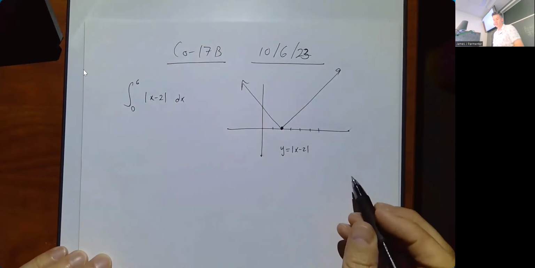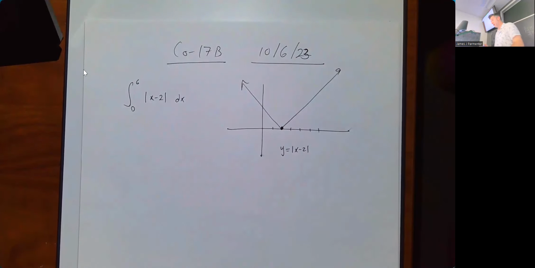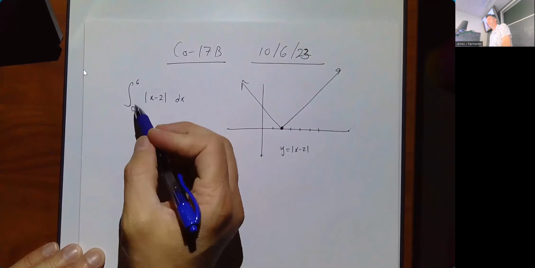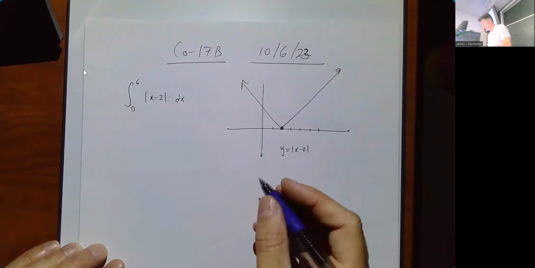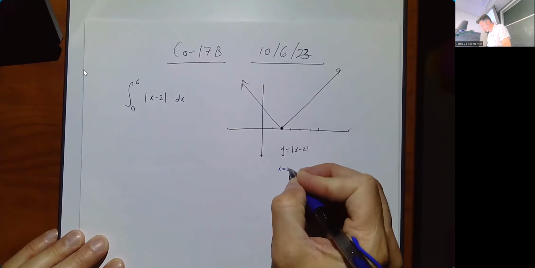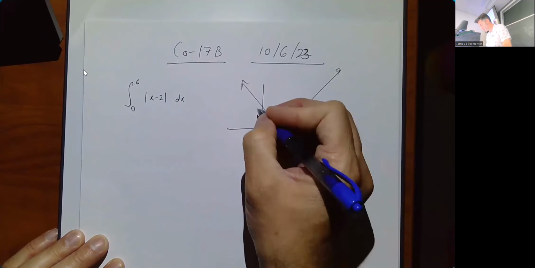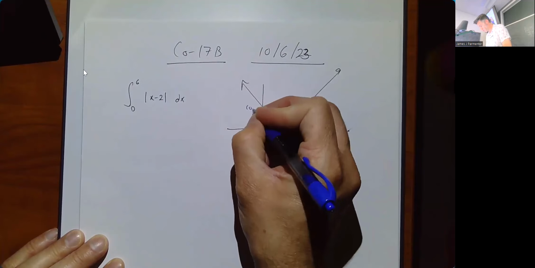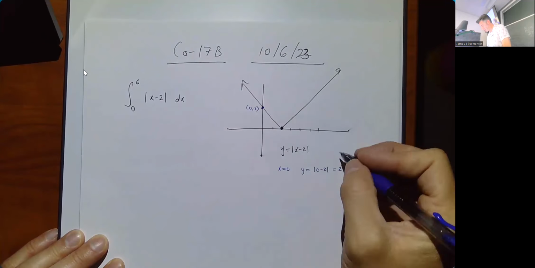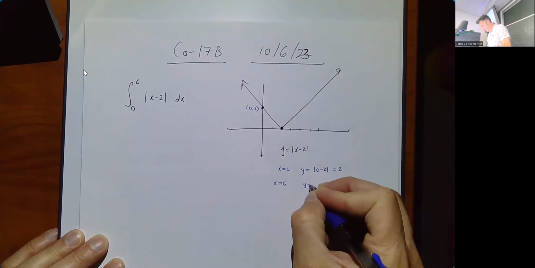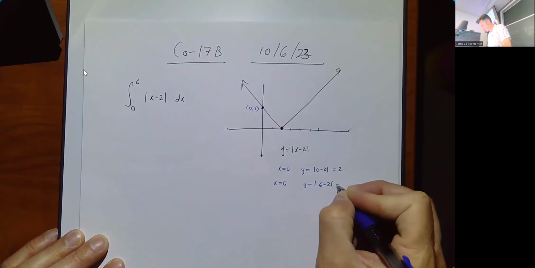Specifically, it'd be sensible of me to plug in the x endpoint values to find the y values. So if x equals 0, y is going to equal the absolute value of 0 minus 2, which is just 2. And if x is equal to 6, y is going to equal the absolute value of 6 minus 2, which is just 4.